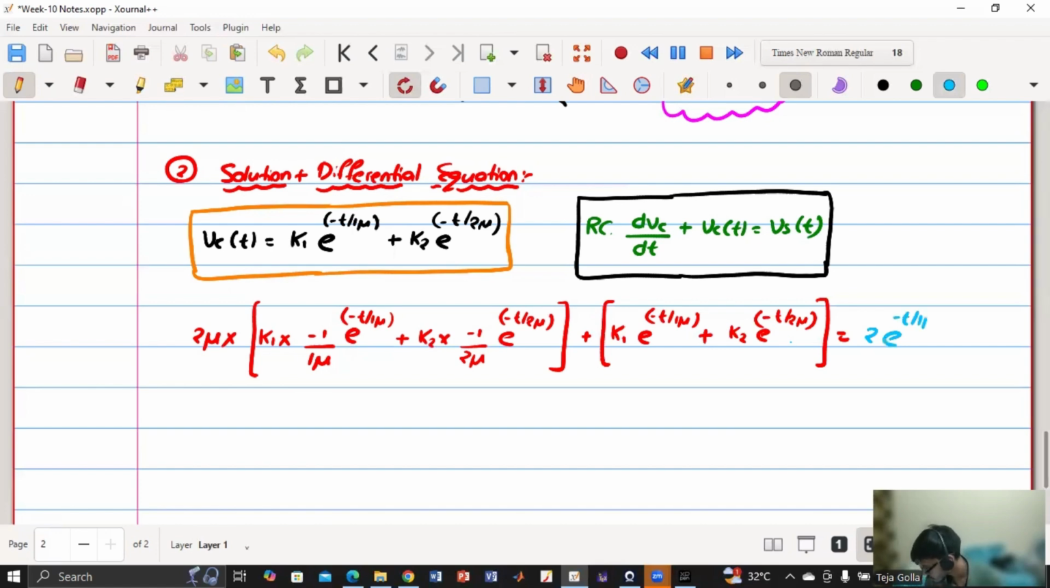Do you agree until this point? Hello. I have written the expression. I will give you some time to check whether it is okay or not. I have just substituted that, and RC is 2 micro because tau is 2 micro. I have substituted this and I have obtained this expression. So can you cross check and let me know whether this equation is correct, or whether you are getting the same expression or not?